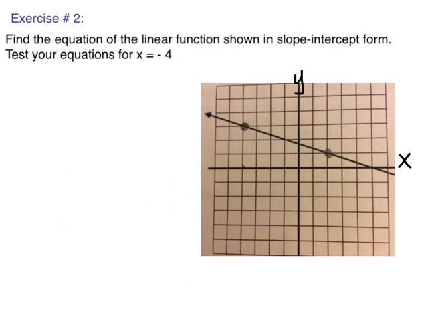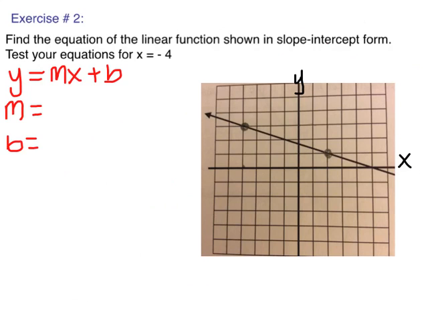Exercise number 2 is a little bit more difficult than exercise number 1. It says find the equation of the linear function shown in slope-intercept form. So once again, my formula is y equals mx plus b. And let's figure out here what I can find easily. Well, I'm missing my m, and I'm missing my b. Let's figure this out.